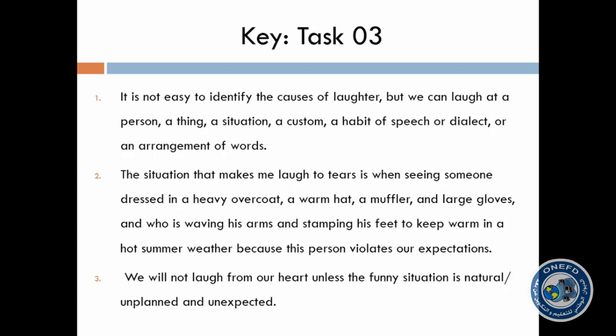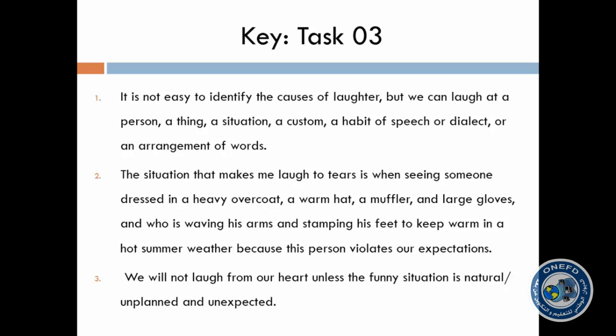The second one, the situation. We took the liberty to choose a situation for you so that you can see how we would answer this type of question. The situation that makes me laugh to tears is when seeing someone dressed in a heavy overcoat, a warm hat, a muffler, and large gloves, who is waving his arms and stamping his feet to keep warm in hot summer weather.